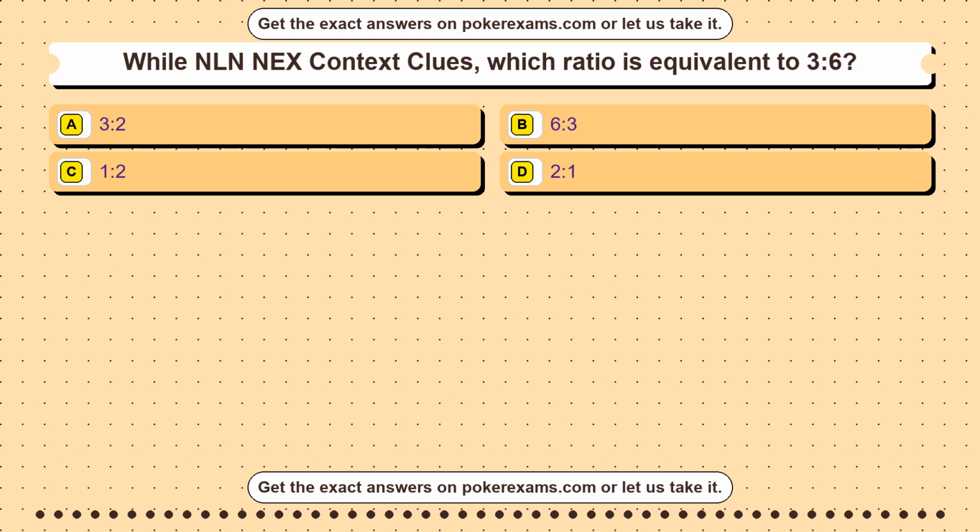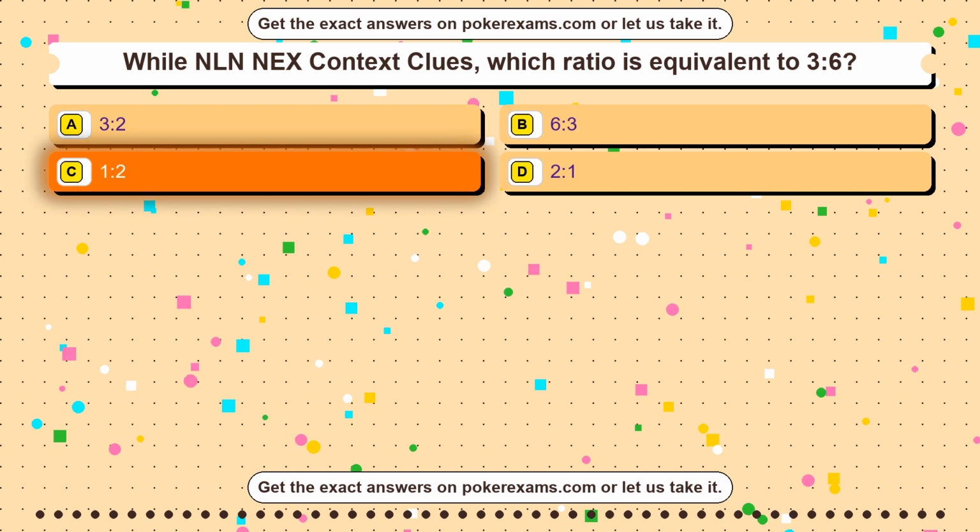Question 47. While NLN NEX Context Clues, which ratio is equivalent to 3:6? Option A 3:2. Option B 6:3. Option C 1:2. Option D 2:1. The correct answer is option C.